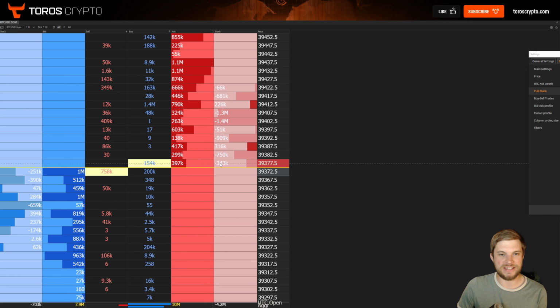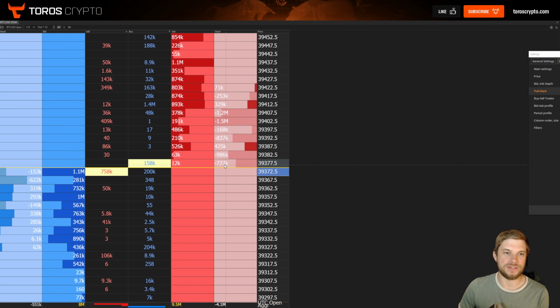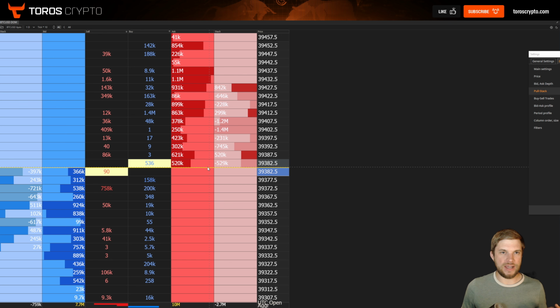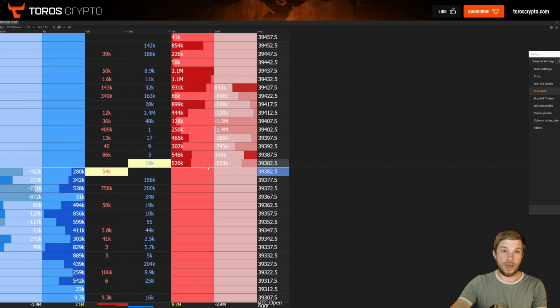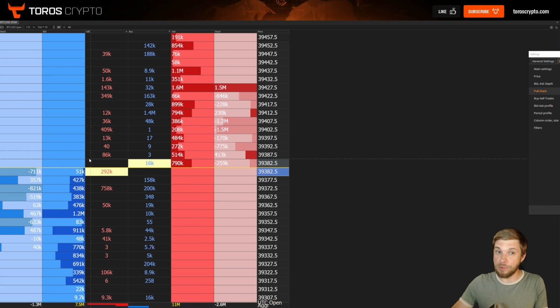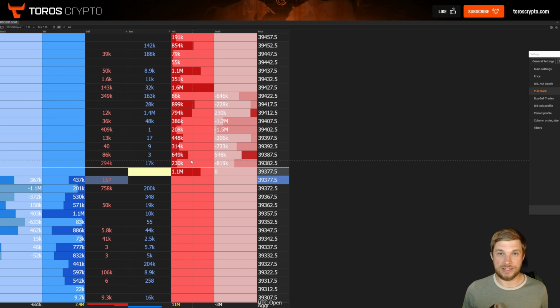So since price has been at this 39,377.5, you can see that the ask has reduced by $340,000. What that represents is that if you are finding people are pulling orders from the ask side or the bid side, it shows that there is maybe a lack of interest in supporting that move.